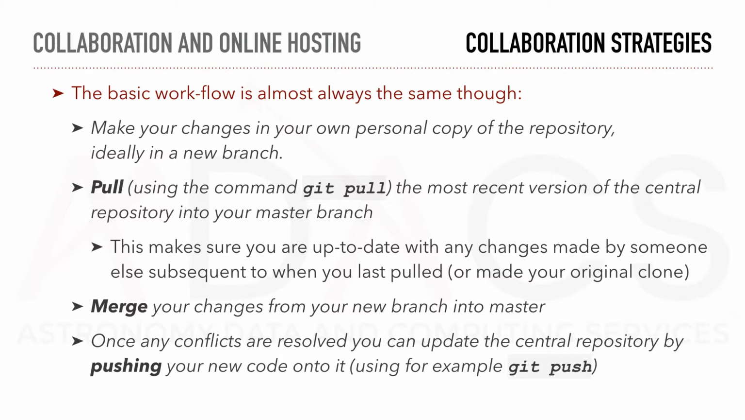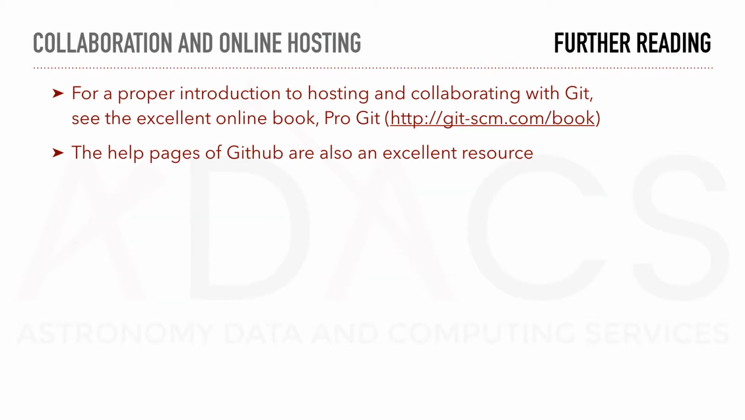It consists of making your changes on your own personal copy of the repository, ideally in a new branch. Pull the changes locally using the command git pull to get the most recent version of the central repository into your master branch. This makes sure that you are up to date with any changes that might have occurred on the central repository. Then merge the changes from your new branch into the master branch. Once any conflicts are resolved, you can update the central repository by pushing your new code onto it, using, for example, git push.